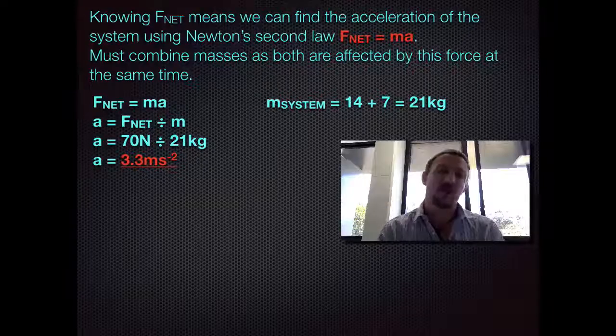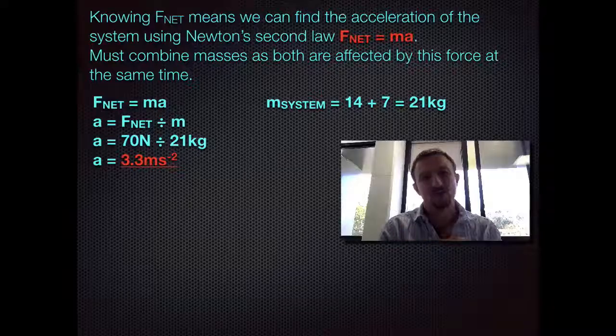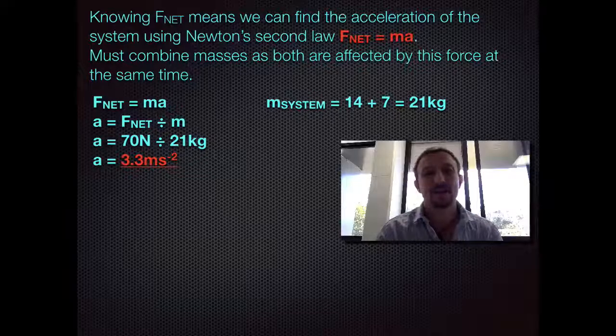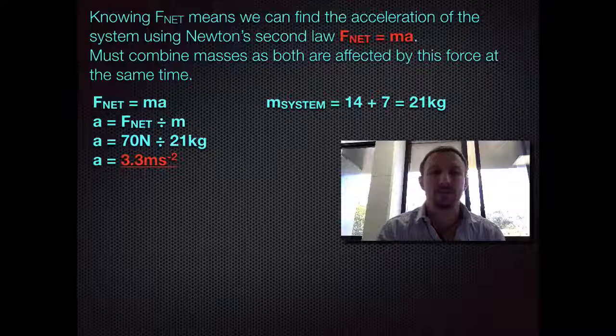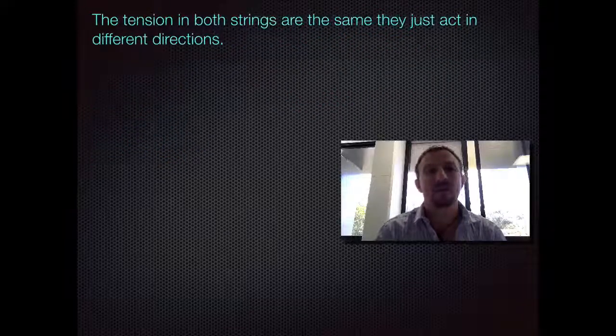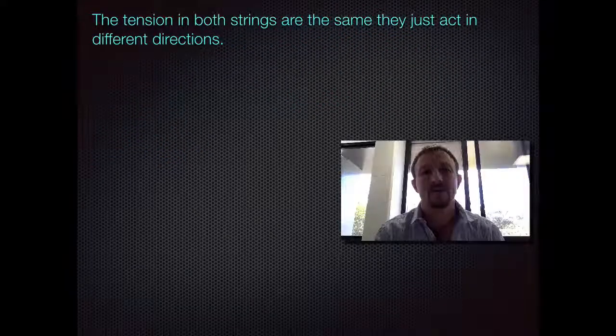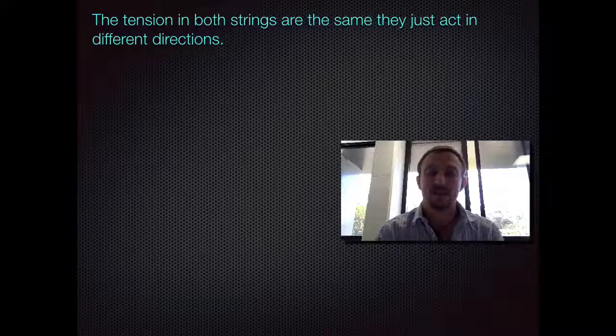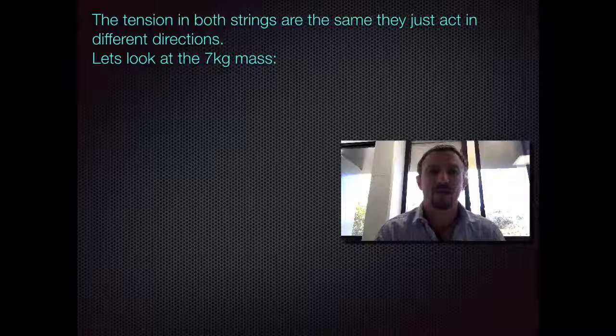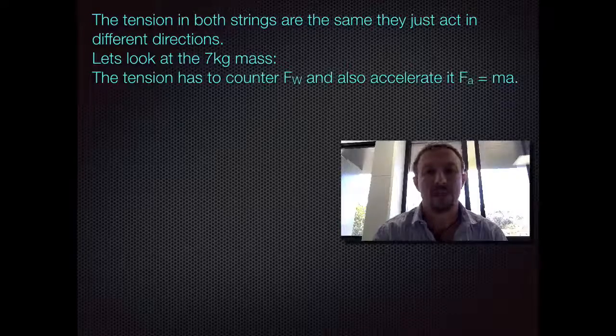So all I've done is rearranged Newton's second law to make sure that net force is applied on the two masses together. So I now know that both masses are being accelerated by 3.3 meters per second squared. I now need to work out what the tension is in the strings. Now the tension is going to be the same in both cases, but they're going to be acting in different directions. So let's look at the 7 kilogram mass.